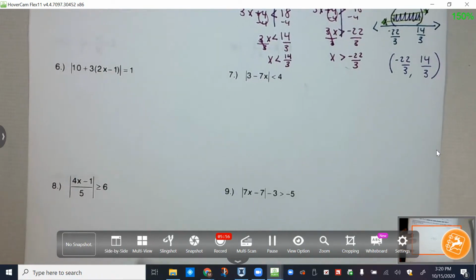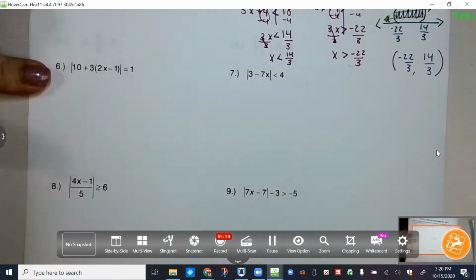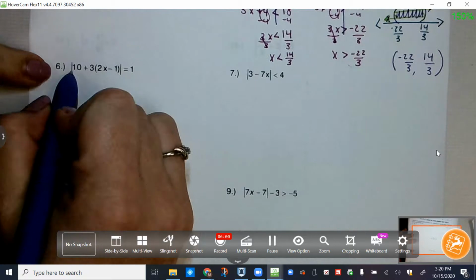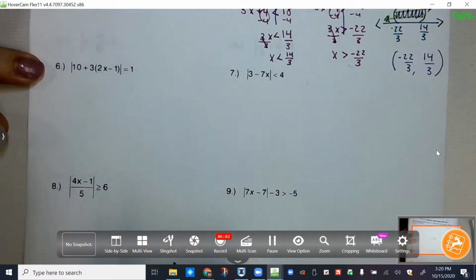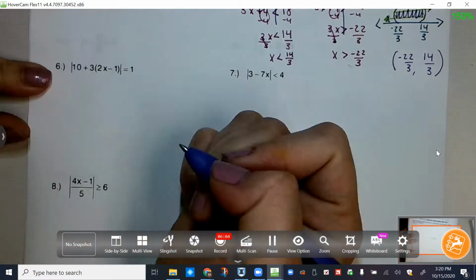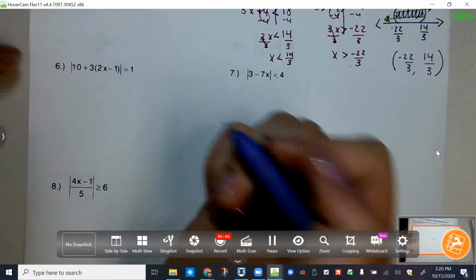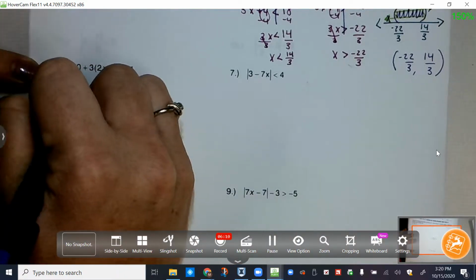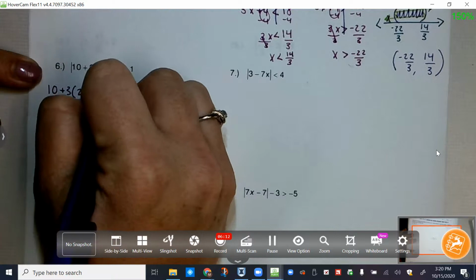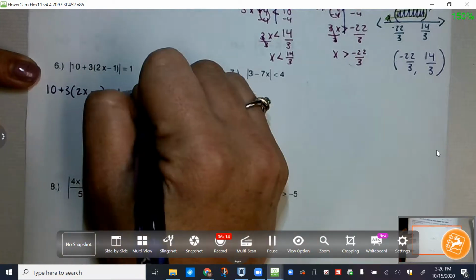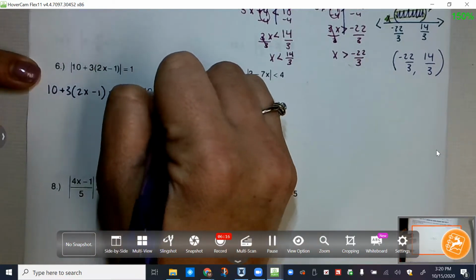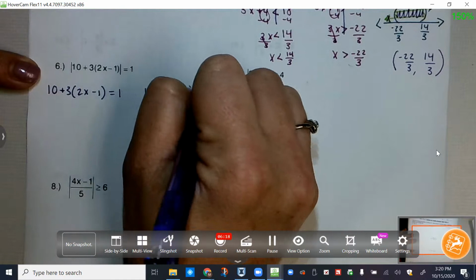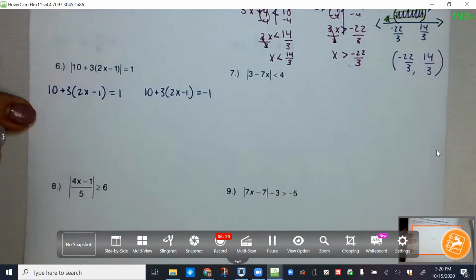Okay, so this is an equation. So y'all, I want you to realize you can simplify this before you keep going. So let's go ahead and simplify it before we separate. Or let's just separate. So we were going to write it exact. And then we're going to write it equal to the opposite. Okay, and then we're going to solve.